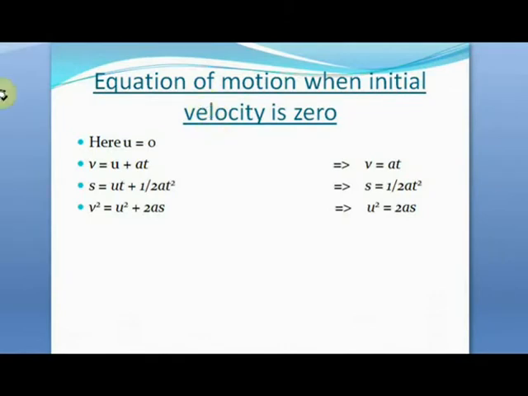Now let's see the equations of motion when initial velocity is 0. Here the value of u is 0, which means that the particle is at rest initially. If in the equation v = u + at we put the value of u as 0, we'll get v = at. Similarly, in the equation s = ut + half at square, if we put u = 0, we'll get s = half at square. And in the equation v square = u square + 2as, if we put u = 0, we'll get v square = 2as.